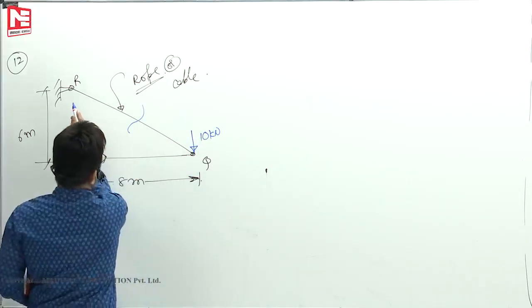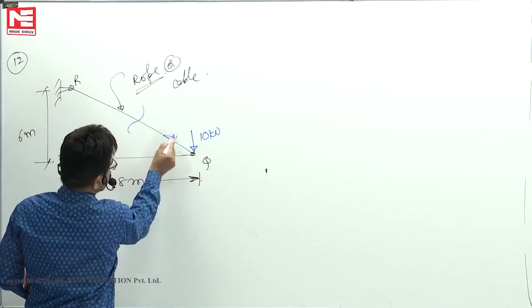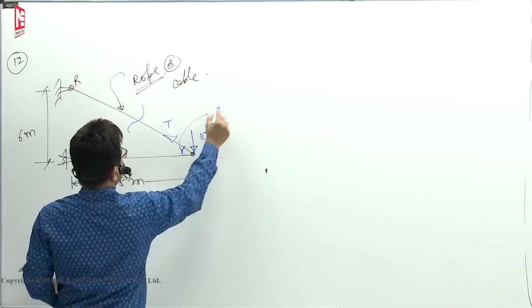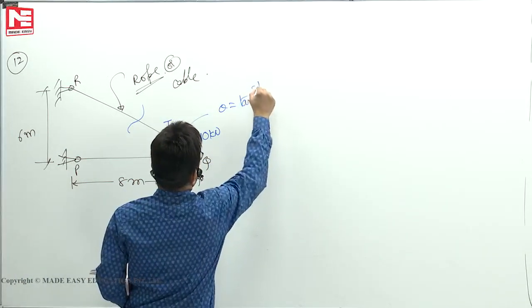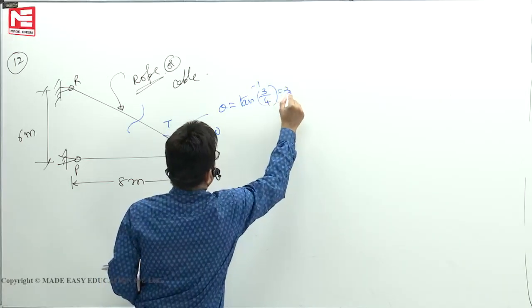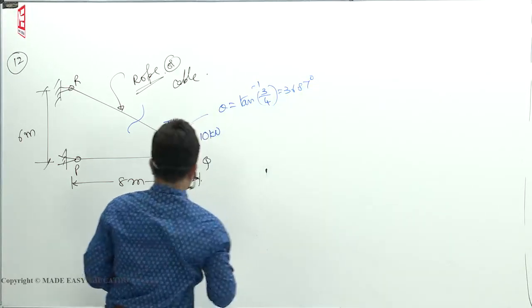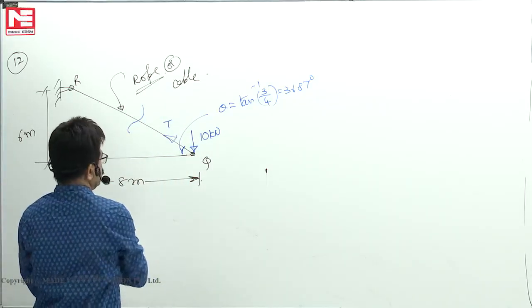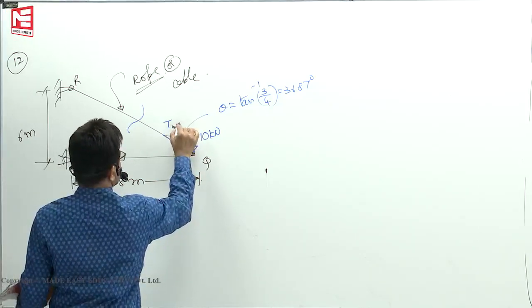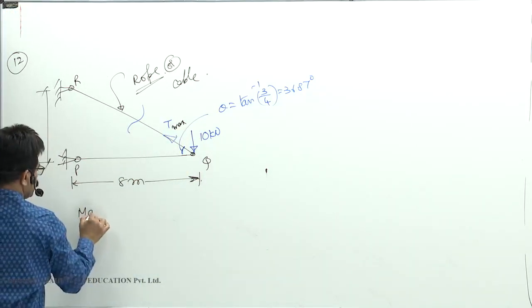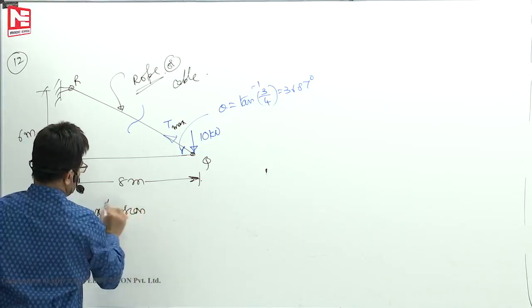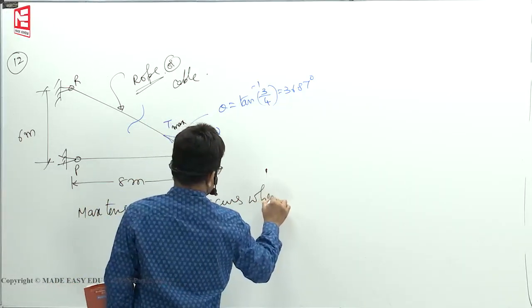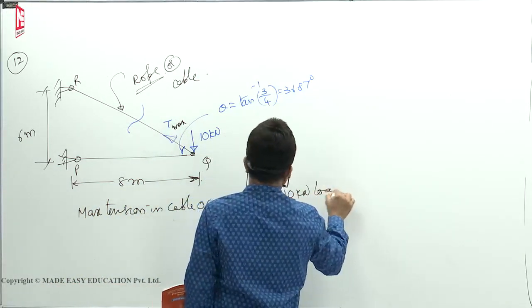Now here cut this cable. Then what this will do on this is tension T. 6, 8 means 3, 4. Tan inverse 3 by 4, this is a standard result, 36.87 degrees. Now he is asking what is the maximum tension in the cable. When it is here, T max. Maximum tension in the cable occurs when the 10 kilonewton load is at Q.